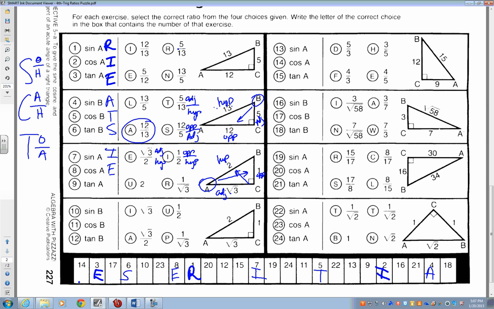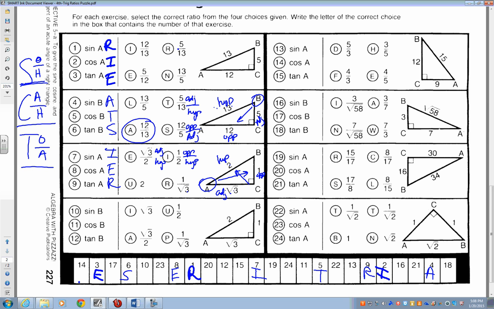And then 9 is tangent. That's opposite over adjacent. That's 1 over the square root of 3. And that is the R. So 9 would be R. So I'm hoping this will give you the hang of how to write your ratio. Also use this little acronym that we had here to help you with sine, cosine, and tangent. And complete your little puzzle.